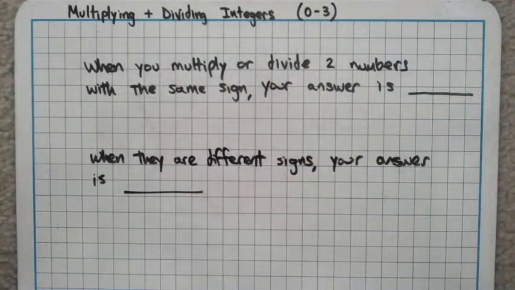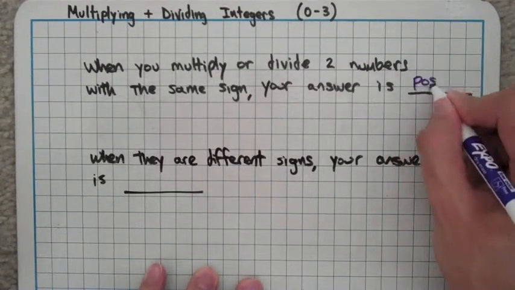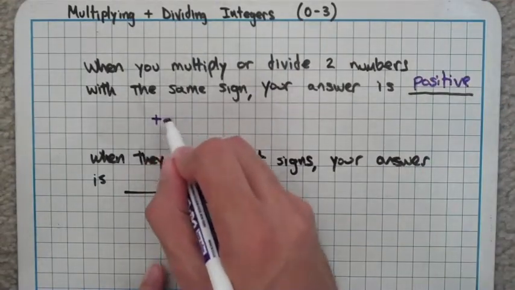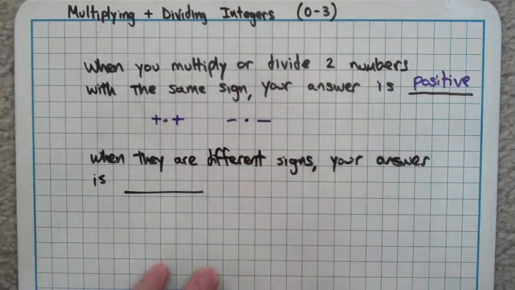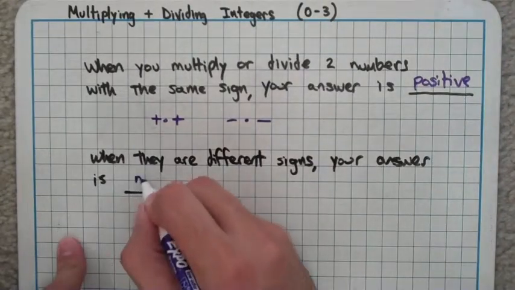So, when multiplying or dividing, if your numbers have the same sign, that means they're both positive or they're both negative, your answer is going to be positive. So if you have a positive times a positive, or a negative times a negative, your answer is going to be positive. The double negatives kind of cancel each other out in a sense. When you have two different signs, your answer is going to be negative.